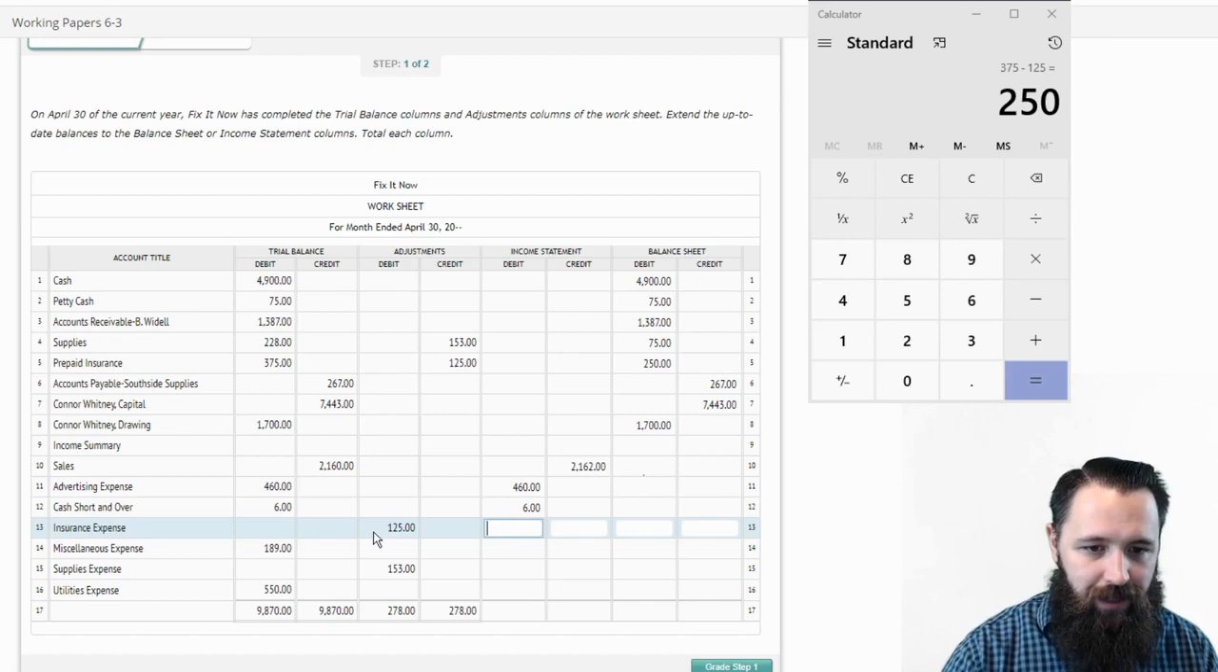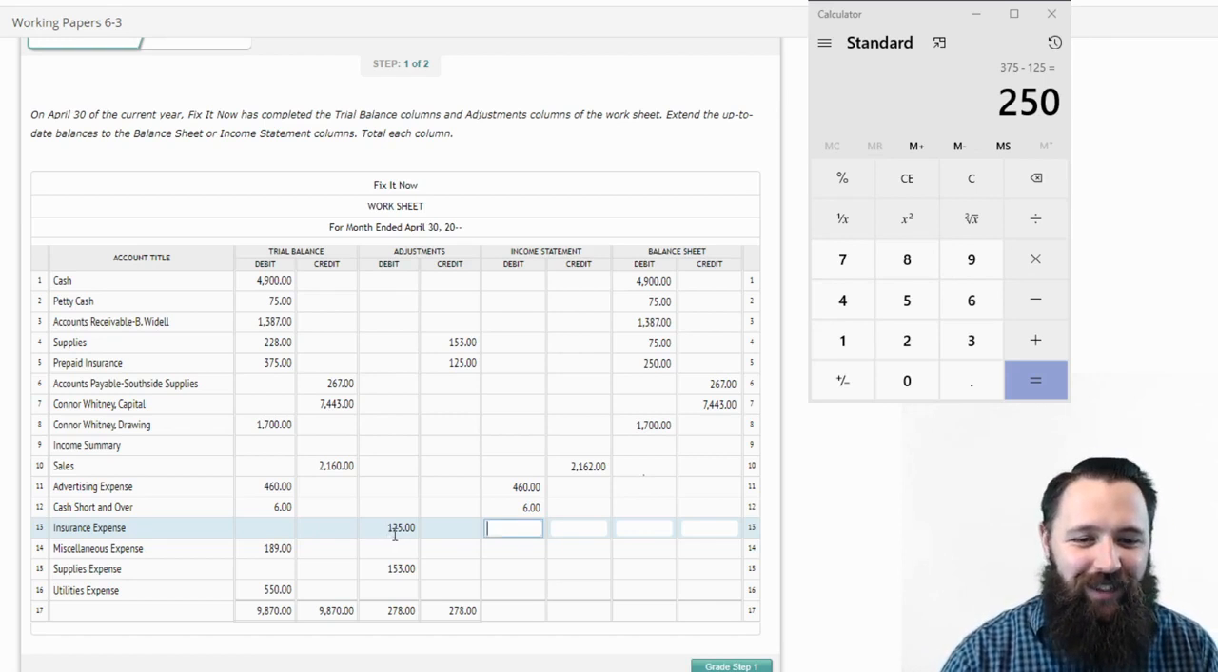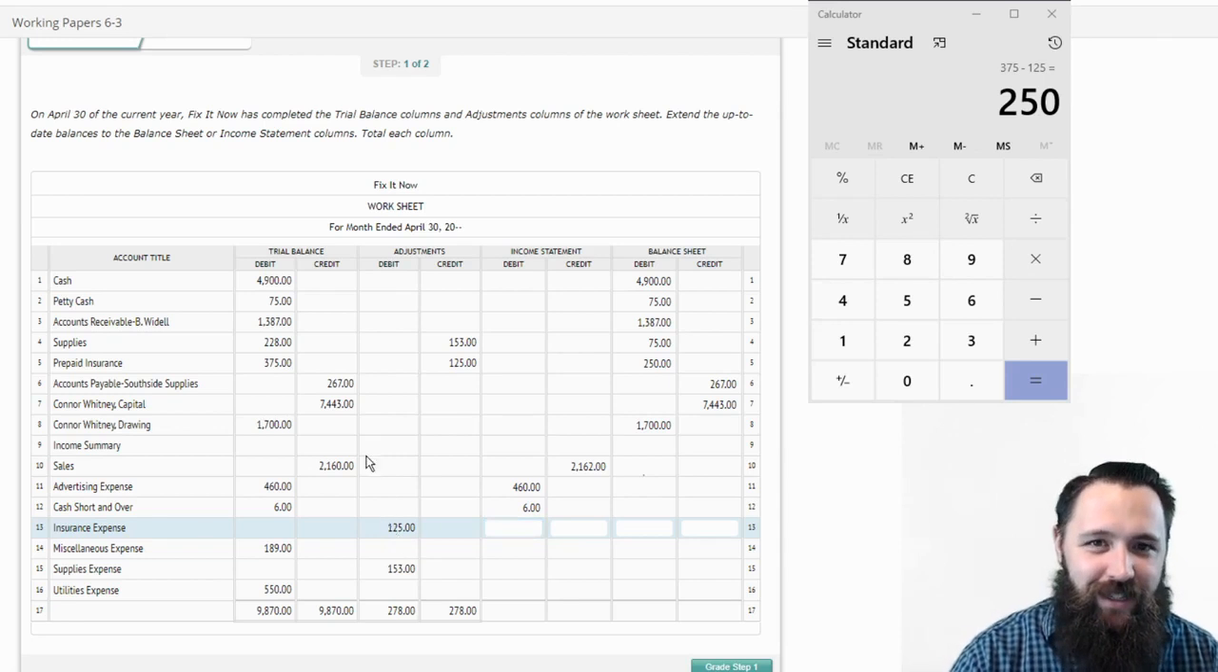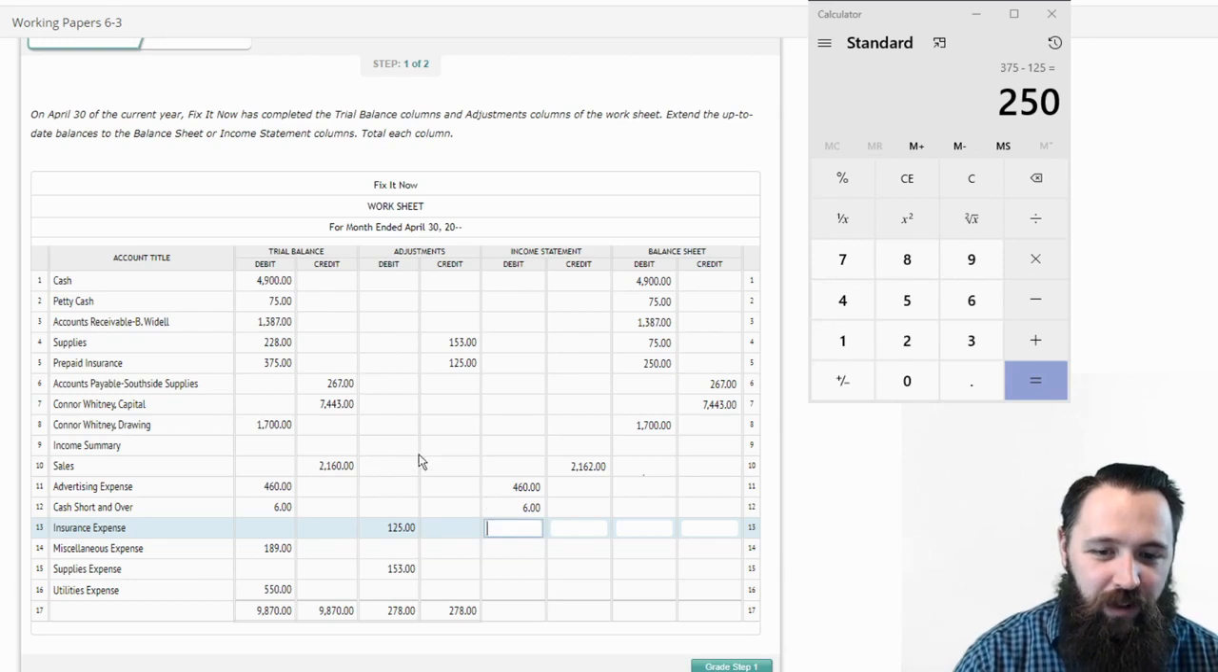Next, we have insurance expense. And this can be tricky, okay? Because it looks like you record this as a credit, but you're not, right? So there's no balance on our trial balance. But at the end of the month, we went in there and we made an adjustment. Make sure you look, where is this? What is this adjustment? Is it a debit or a credit? It's a debit of $125, okay? It's a debit of $125.